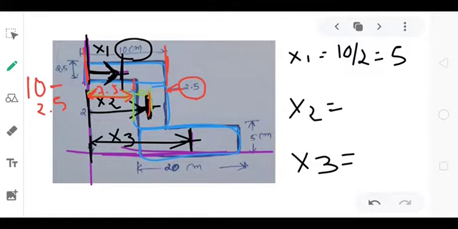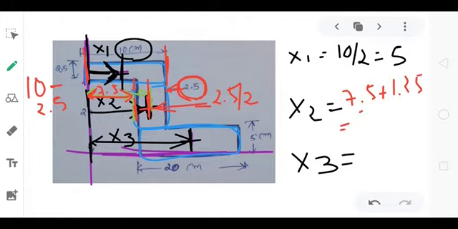Now where will this center be? The total thickness is 2.5, so this center will be at 2.5 divided by 2, which will be 1.25. So now what will be this distance? It will be 7.5 plus 1.25, so it will be 8.75 centimeter.